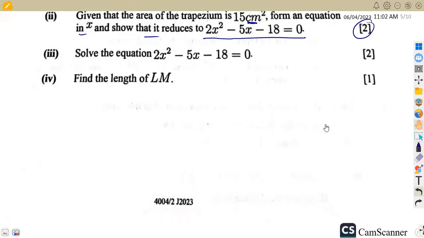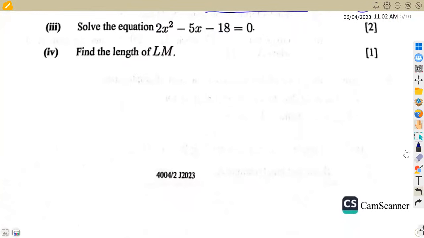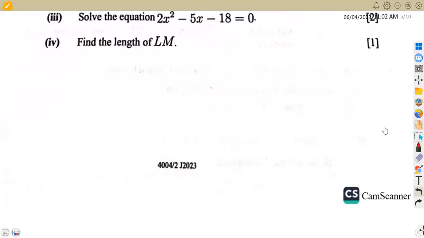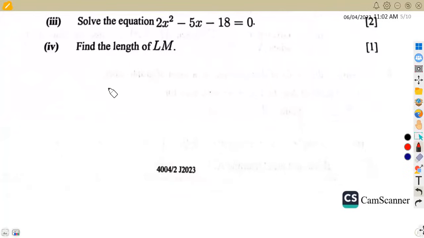Then from this other part, now we are given to solve the equation 2x squared minus 5x minus 18 is equal to 0. That is 2 marks for that. So you can actually solve this by factorization using your factorization concept. We've got 2x squared minus 5x minus 18 is equal to 0. So multiply the first term to the last term, or you can just use the quadratic formula. All right, so I prefer that one because here we're going to take much time to find these factors, but for factorization, it's going to work.